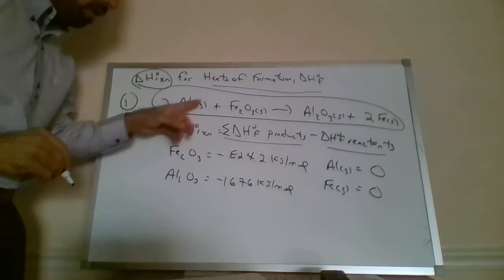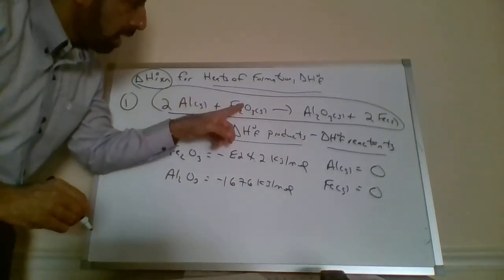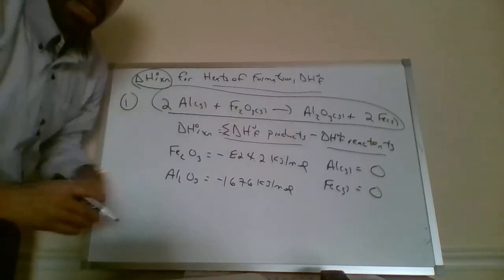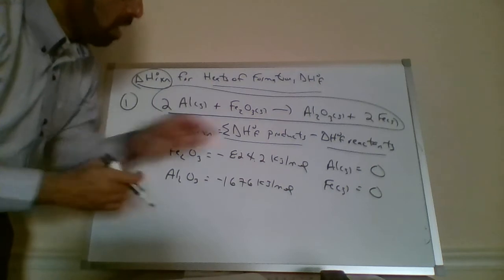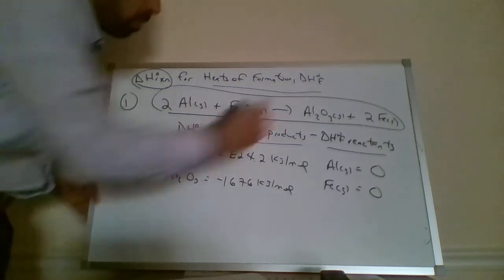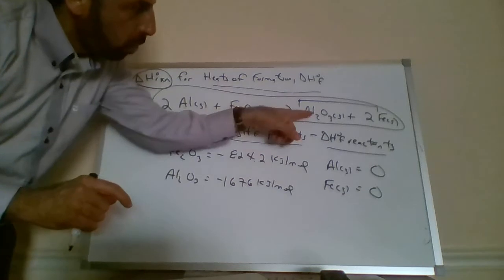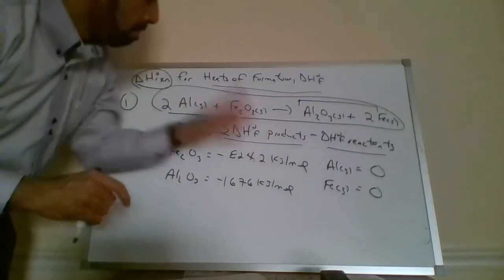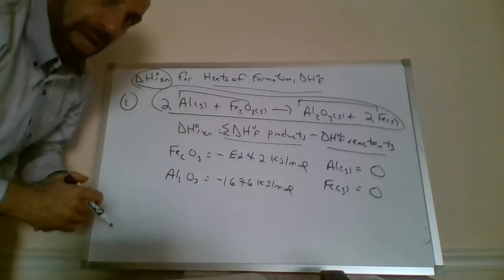I have aluminum, two aluminums, reacts with iron 3 oxide. I form aluminum oxide, plus I give off iron solid. So I'm going to do the products. It's going to be this right here. I'm going to add up the heats of formation of the aluminum oxide plus the iron, minus now the aluminum plus the iron 3 oxide.